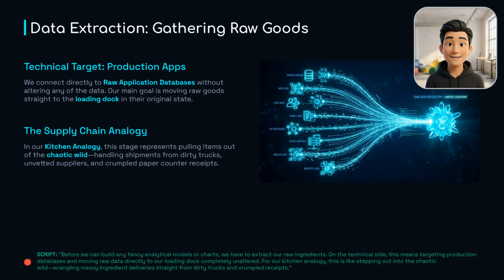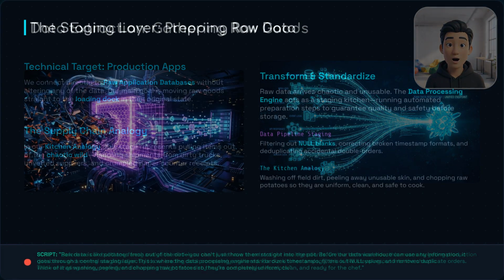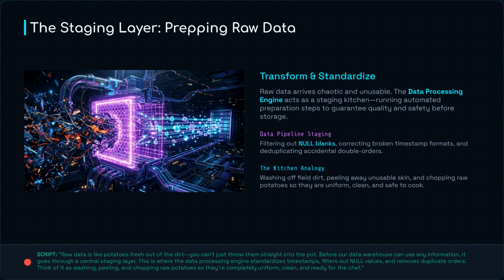Before we can build any fancy analytical models or charts, we have to extract our raw ingredients. On the technical side, this means targeting production databases and moving raw data directly to our loading dock completely unaltered. For our kitchen analogy, this is like stepping out into the chaotic garden. Raw data is like potatoes fresh out of the dirt. You can't just throw them straight into the pot.